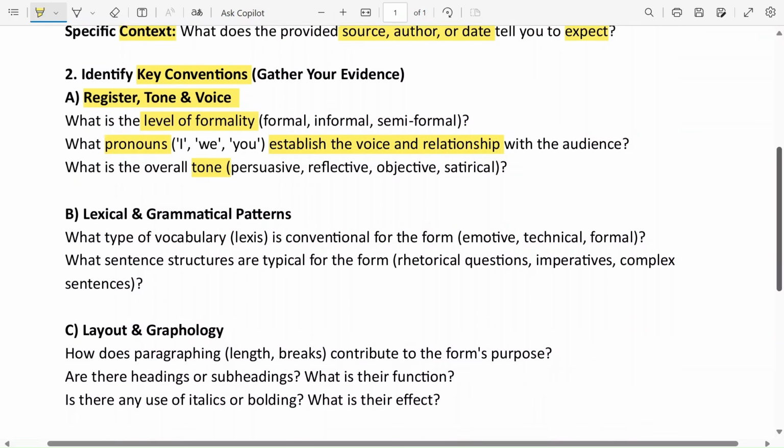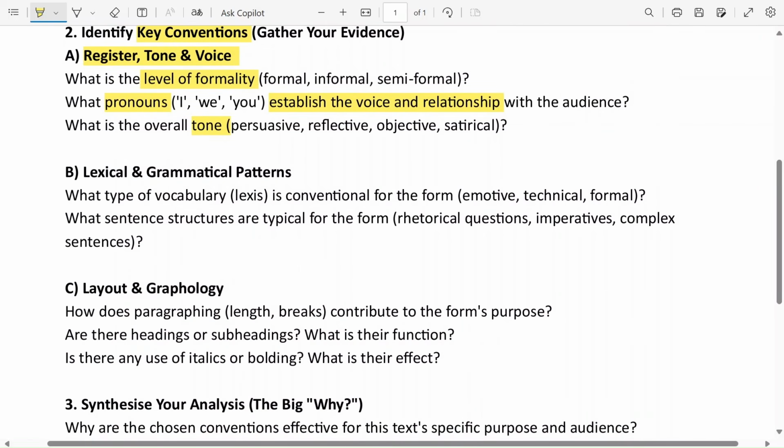Next, we can look at the lexical and grammatical patterns and the typical language choices for the form. So you're connecting language with the form. When looking at vocabulary or lexis, you need to think about what types of words jump out. For example, in a travelogue, you will most likely have some emotive language. In a review, you will expect persuasive adjectives. In a formal or a scientific article, you will expect to see some technical terms.